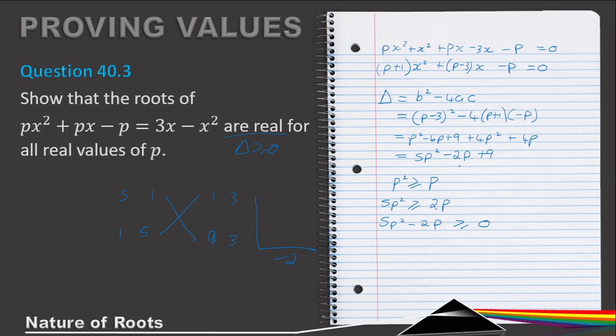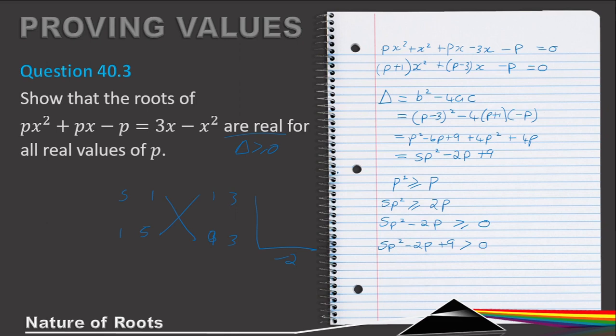Okay. So far we've proven that this is always bigger than or equal to 0. Now, if this value is either a positive value or 0, and you add anything positive, it's still going to be positive. It won't be 0 anymore, but it will still be positive. So 5p squared minus 2p plus 9 will always be a positive value, always greater than 0. All right, now we've done it.